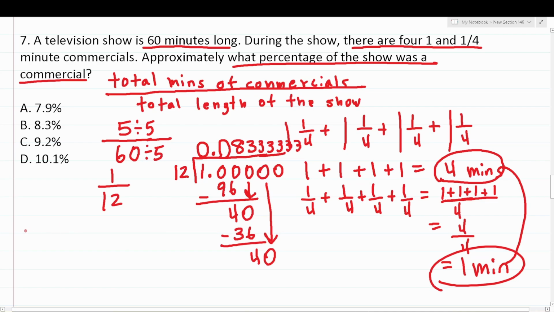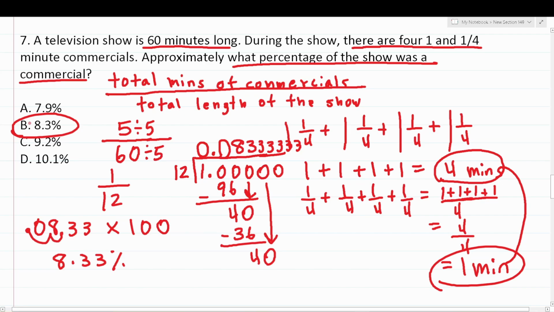So 1/12 is the same thing as 0.08333 repeating. And we want to convert that to be a percent. To convert a decimal to a percent, you simply multiply it by 100. And when you multiply a decimal by 100, you simply take that decimal place and you shift it 2 times to the right. So this becomes 8.33%. Of course, we were asked to approximate that, and that's going to be approximately 8.3%. All right, so that is that one.